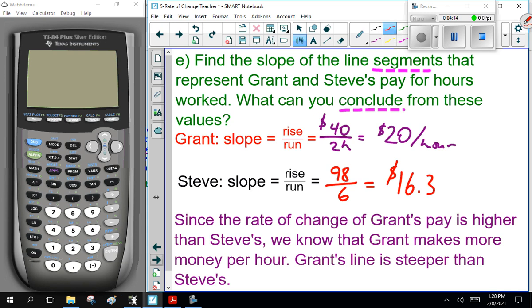As I said, trying to read the exact number off the graph sucks. We know it's 16, so I'm just going to squint and close my eyes and call it 16. Now, the important thing is, since the rate of change, or slope, is higher for Grant's pay than Steve's, we know that Grant makes more money per hour. Grant's line is steeper than Steve's. Which is steeper, 20 or 16? 20, right?